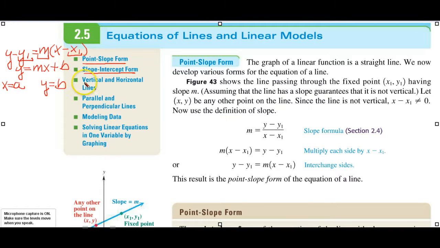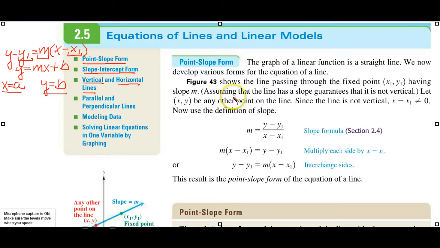And then we said the equation of a vertical line was x equals a, and a horizontal line y equals b. And then we'll review parallel and perpendicular lines and do some of this other.